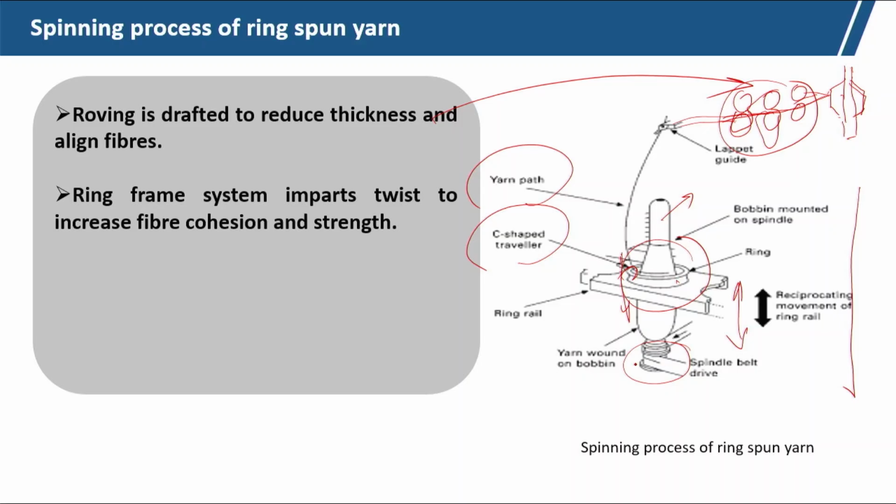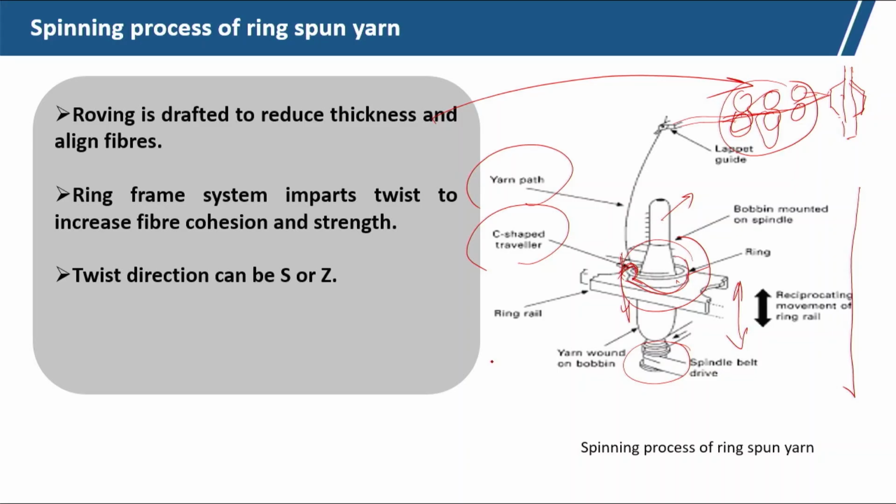Due to the rotation of the spindle, the bobbin also rotates and the traveler is pulled by the yarn along the track of the traveler. The traveler is pulled by the yarn pull and it moves along the ring. This twist can be of two directions, S direction or Z direction.